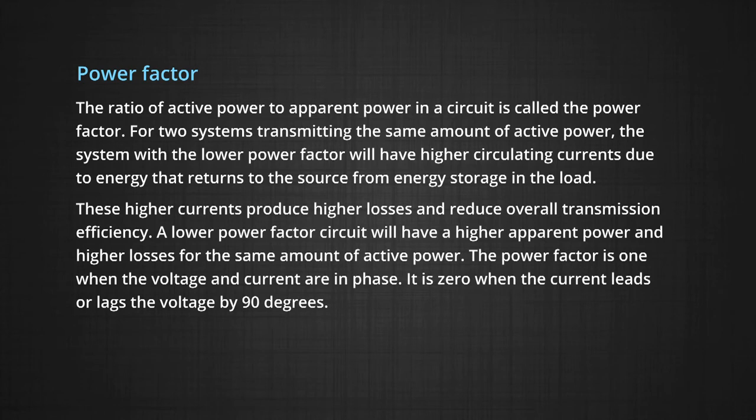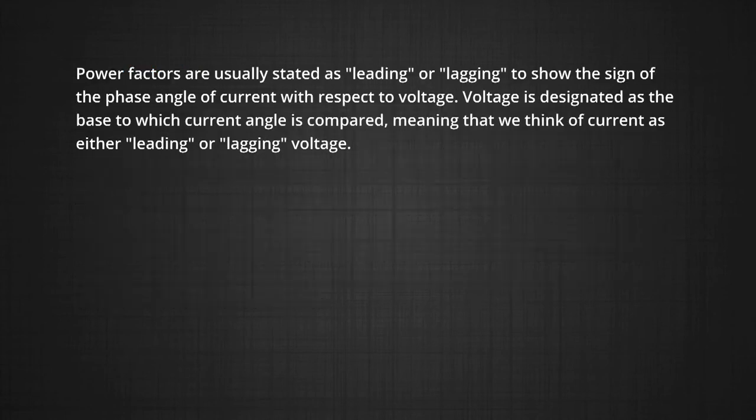A lower power factor circuit will have a higher apparent power and higher losses for the same amount of active power. So, we can say that the power factor is 1 when the voltage and current are in phase. It is 0 when the current leads or lags the voltage by 90 degrees. The power factors are usually stated as leading or lagging to show the sign of the phase angle of current with respect to voltage. That is, voltage is designated as the base to which current angle is compared, meaning that we think of current as either leading or lagging voltage.